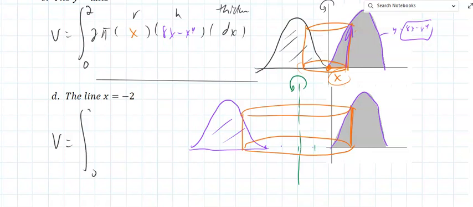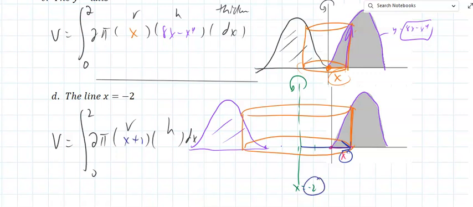Volume equals the integral, still 0 to 2, the original, 2 pi, the radius, the height, and since I picked it vertically, the thickness is delta x. Now, I'm going to run from the origin. There's the origin. I'm going to call this x. But do you notice that is not the radius? The radius is actually this distance, right? x minus a -2 is x plus 2. The height remains the same, top minus bottom, 8x minus x to the fourth. There it is. Nothing to it.